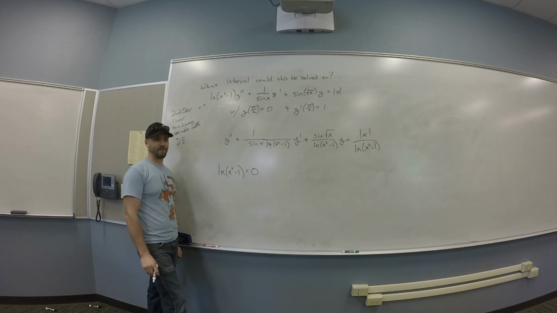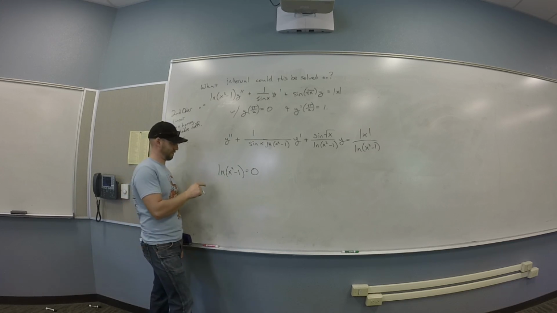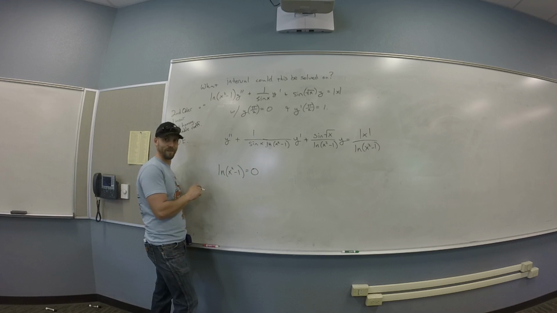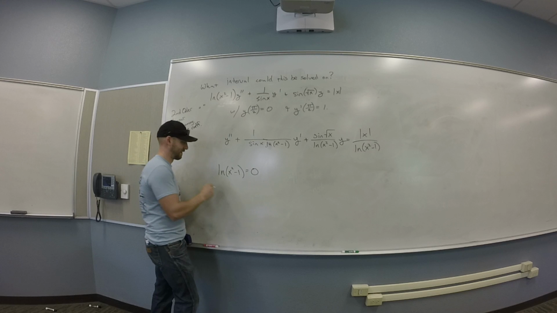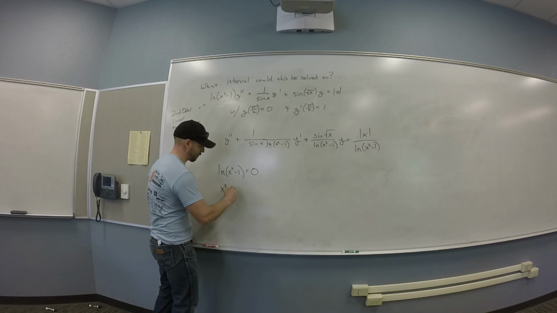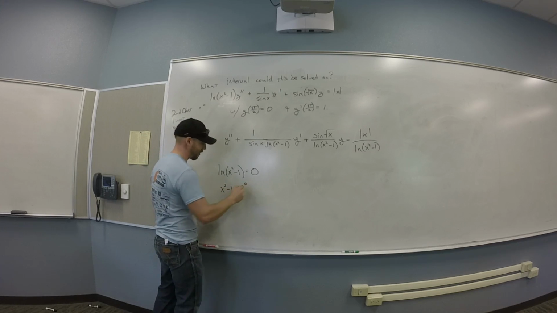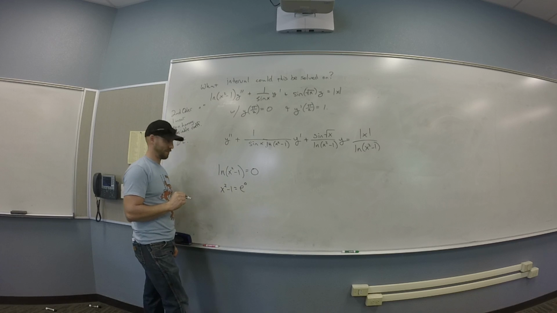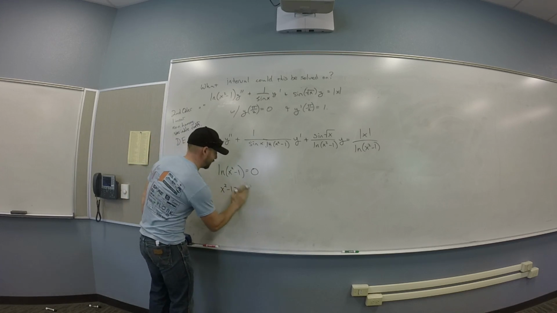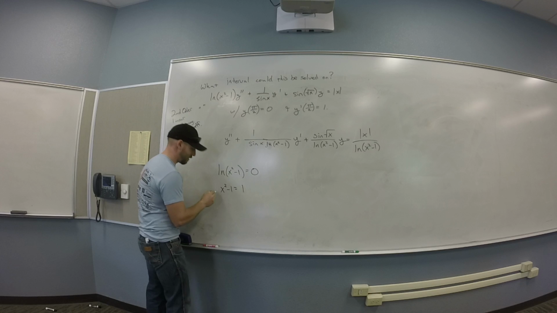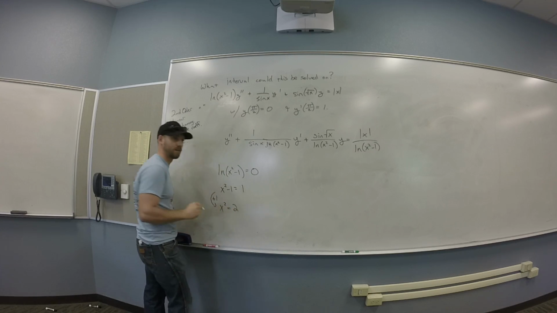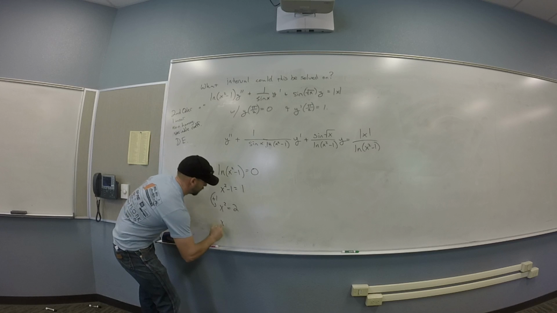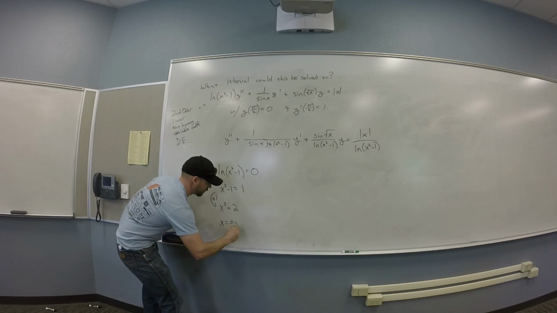So, to solve it, you exponentiate both sides, right? So you get x squared minus 1 is e to the 0, which is 1. And then you add 1 to both sides, so you get x squared is 2. So x is plus or minus the square root of 2.